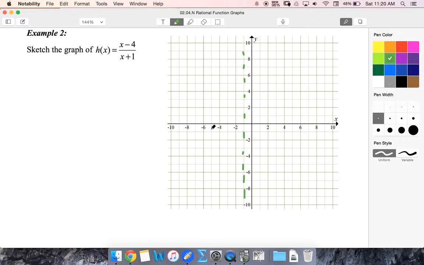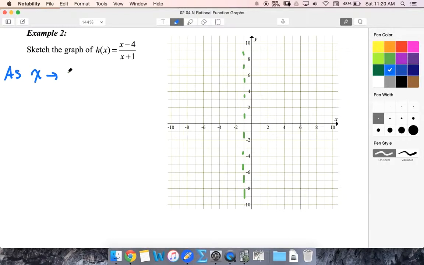And again, what I care about, I'm going to look at what happens when x goes to -infinity, x goes to +infinity, and as x gets closer to -1 from the left side and closer to -1 from the right side. So let's look at it systematically.